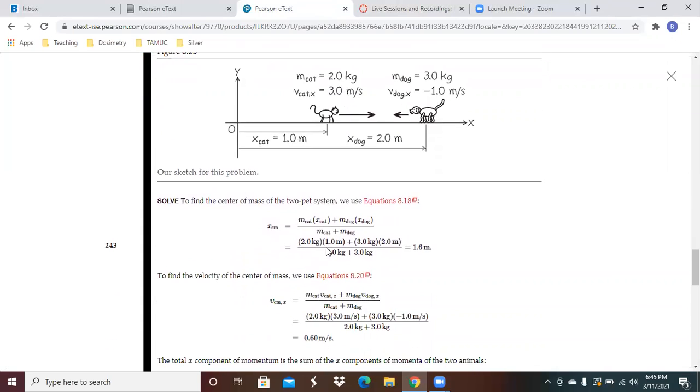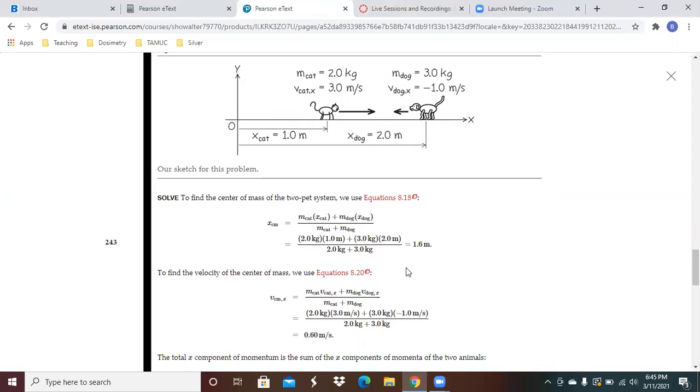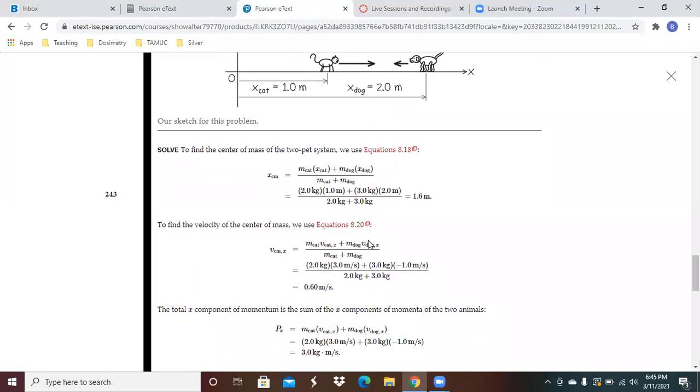So we got our animals here. They're about to go at it. We want to find the center of mass of the 2-pet system. So we use our equation, plug in the numbers, and we find out the x component of the center of mass. We know where that is. If we're going to find the velocity of the center of mass, we're going to use equation 8.20, which is above. Plugging in the numbers, this is what we come up with.